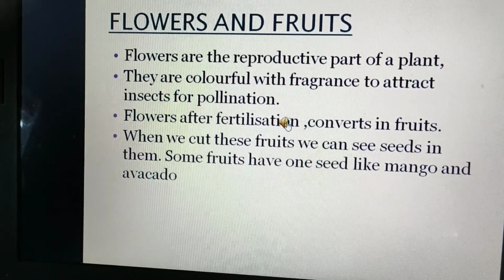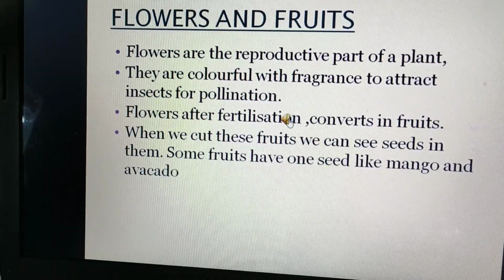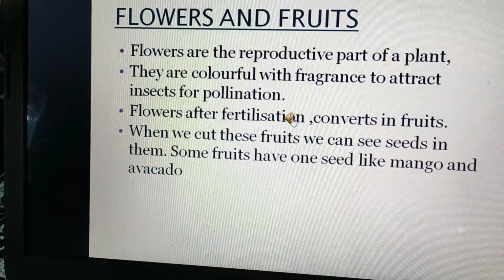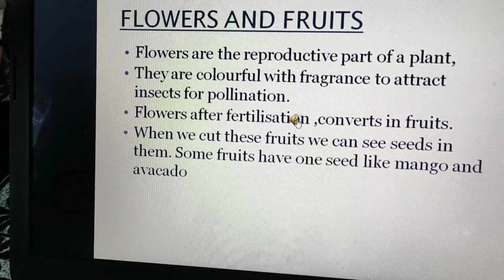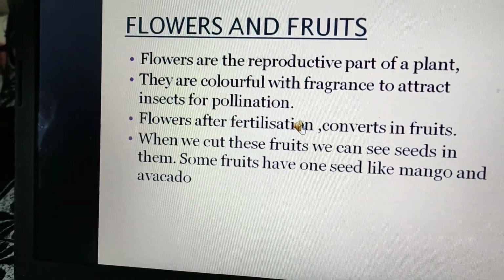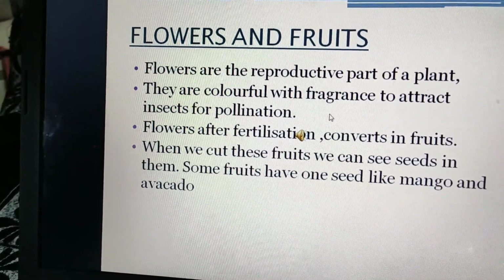Flowers after pollination convert into fruit. They become fruit. When we cut these fruits, we get seeds. Some fruits have one seed like mango and avocado, while some fruits have many seeds, like you must have seen in papaya, watermelon and muskmelon.